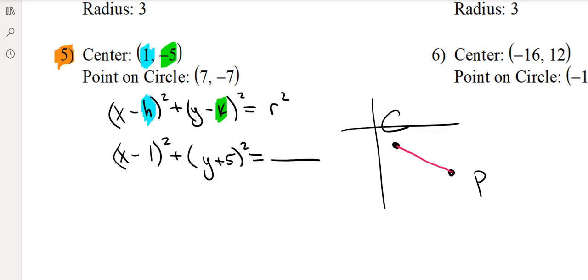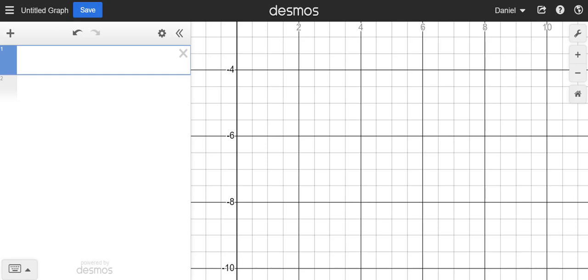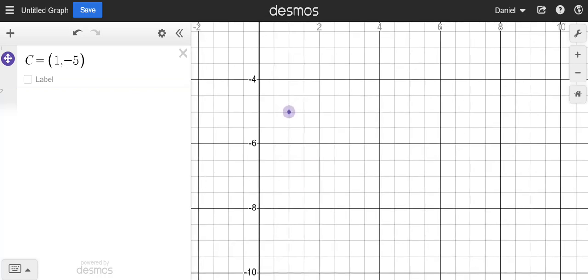So now we'll need to go to Desmos and put the center and the point on the circle into Desmos. The first thing we want to do is label the center as C. So I'm going to write down C equals, and then the point was (1, negative 5). So those are the coordinates of my center. I'm just going to put that in there, and I'm going to label that. So I'm going to check the little label box and put that as a C.